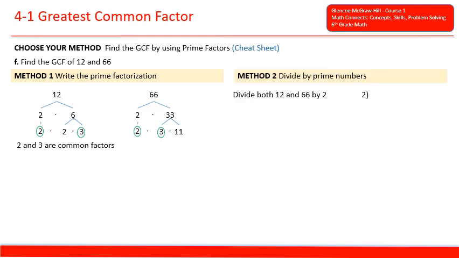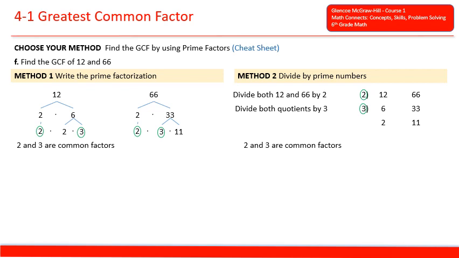And if we divide by prime numbers, we have 12 and 66. We're going to divide each by 2. So 12 divided by 2 is 6. 66 divided by 2 is 33. And we can divide both of those by 3. So that's what we'll do. 6 divided by 3 is 2. And 33 divided by 3 is 11.